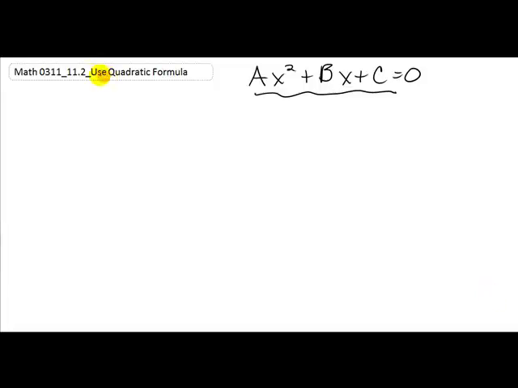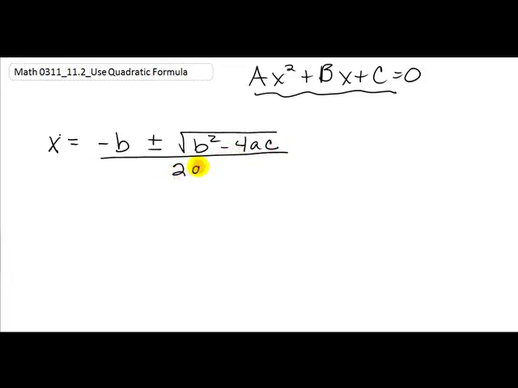Now we're going to look at using the quadratic formula to solve a quadratic equation. It's important that it's in this form so that you can pick out the A, the B, and the C, because those are the letters that are in our formula. So our formula is negative B plus or minus the square root of B squared minus 4AC. And all of this is divided by 2A.